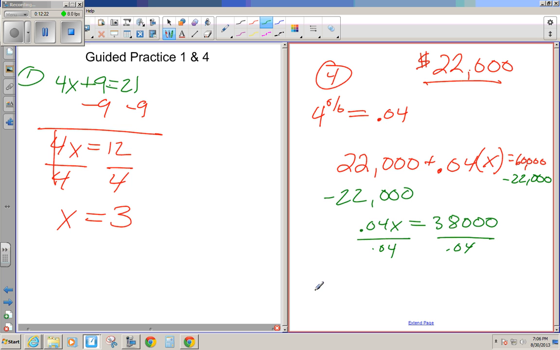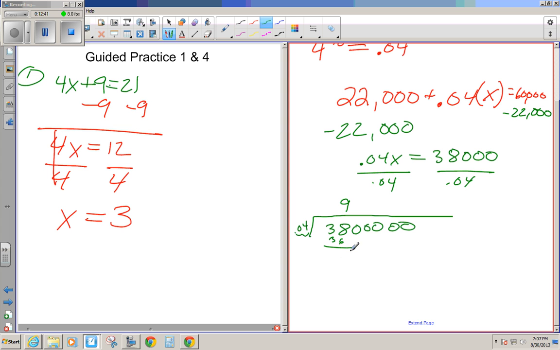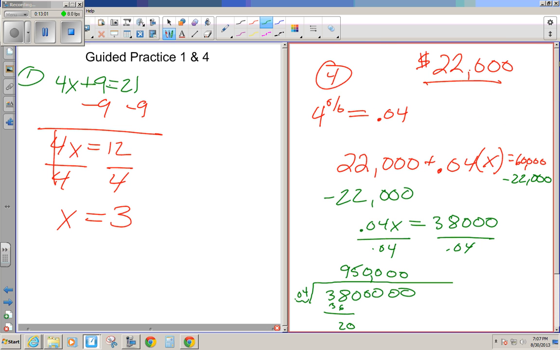Oh man. And it's a good thing I did this one for you, because now you're going to have to do some long division. 0.04, put 38,000 in there. Move the decimal 2 places. 38, that's 9. That's 5. And then the rest are zeros. So you'd have to sell 950,000. This real estate salesman, just to make $60,000, would have to sell almost $1 million worth of homes in order to make $60,000 a year. That's a lot of houses there.